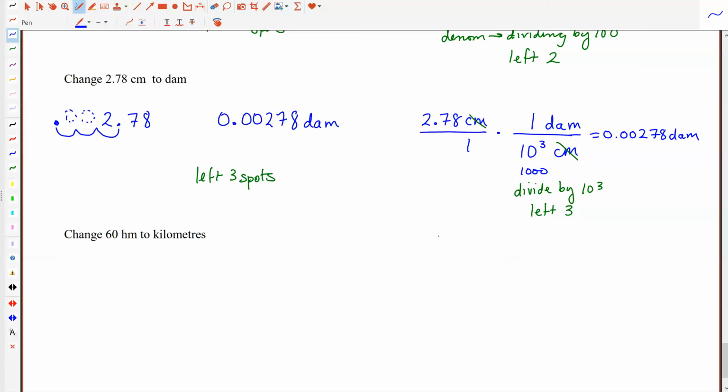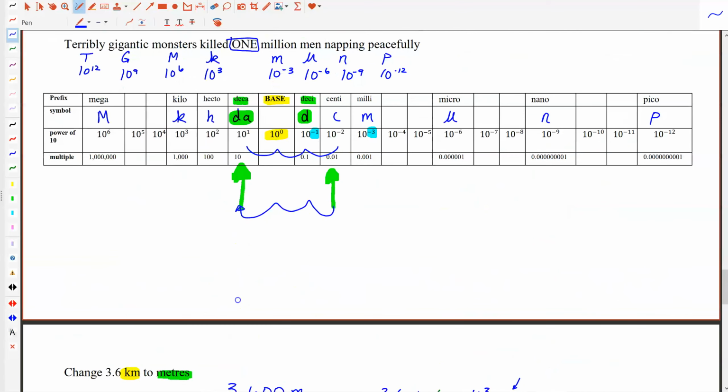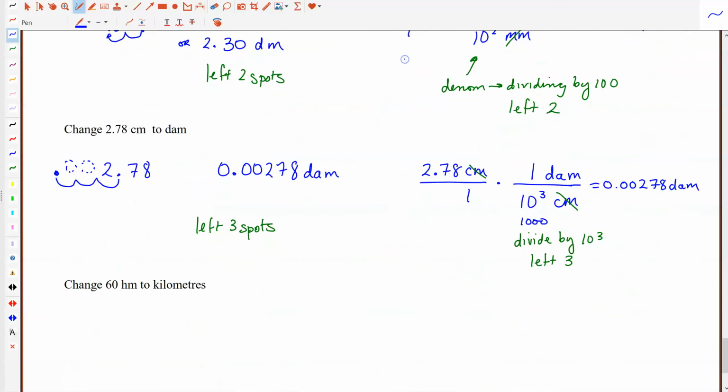All right, so here we go. We want to change 60 hectometers to kilometers. So I'm going to come back up here to my table. All right, I'm in my prefix for hecto. I want to go to kilo. That's only 1 to the left.